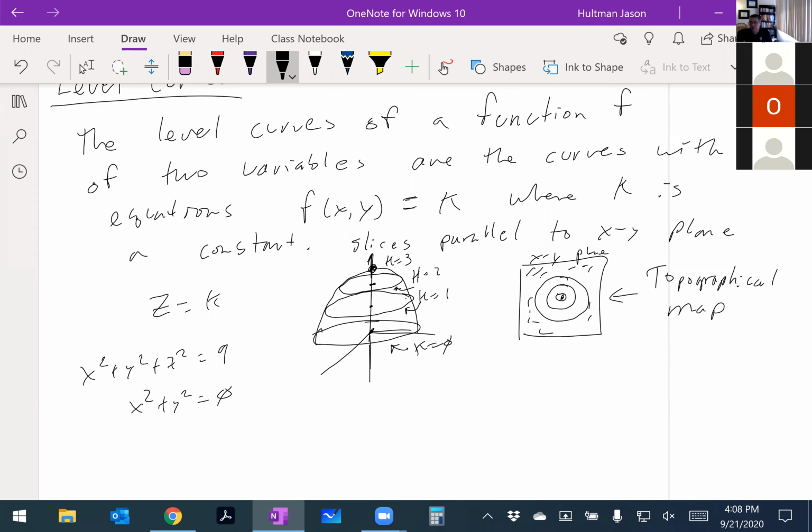we're calling now level curves, on this topographical map, that would just be one single point. Okay, so hopefully that kind of makes sense.